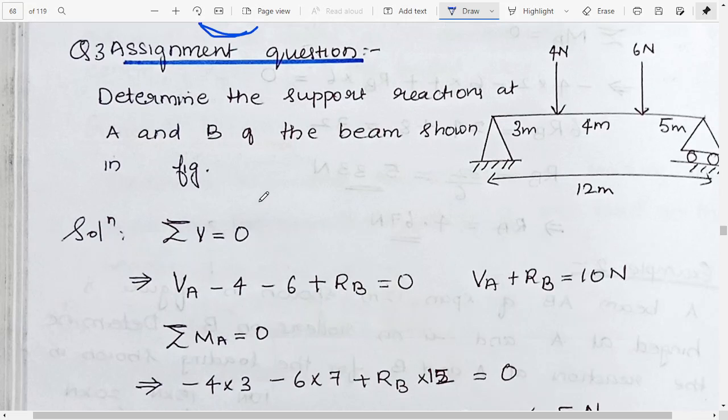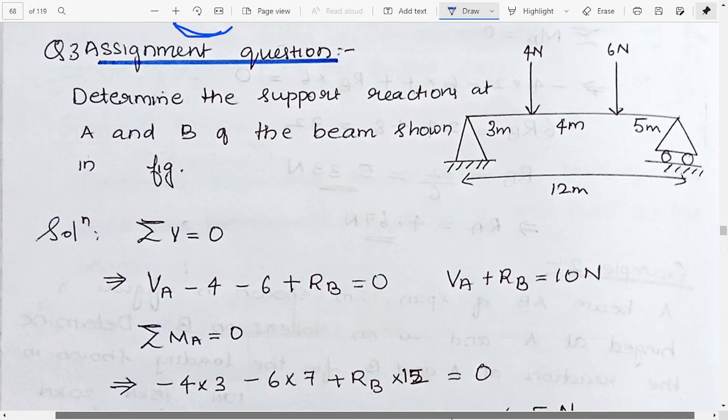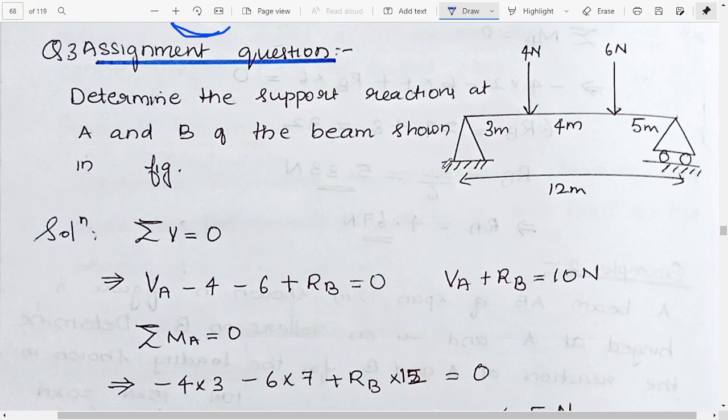Let us move to the third question. In this question we need to determine the support reactions at A and B of the beam shown in figure. So this is our beam here. So we need to find this. If we are considering this as A and this as B, so this will be having RA and HA. It will be having a horizontal force like this and also a vertical force like this.